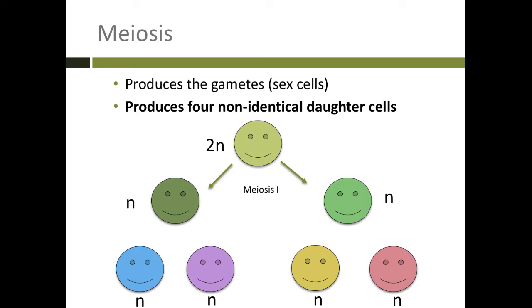Meiosis I is where all the new stuff happens that's different from mitosis. We reduce the number of chromosomes and we also make the daughter cells genetically different. Meiosis II is the second round of division in meiosis. It is called equational division and results in the four non-identical daughter cells.